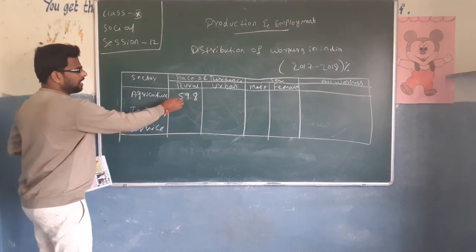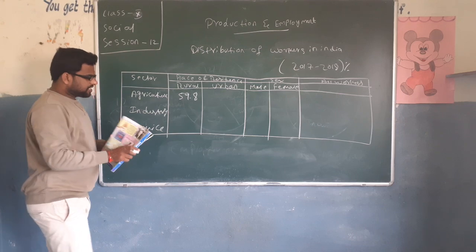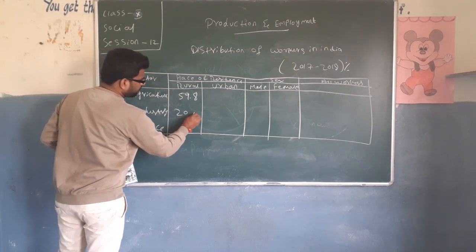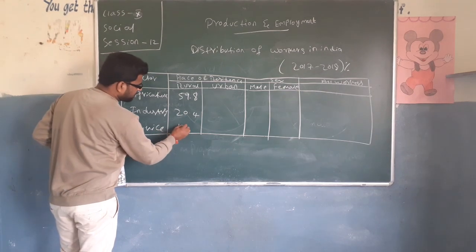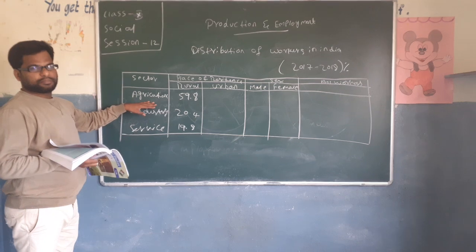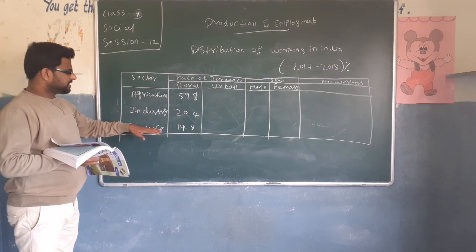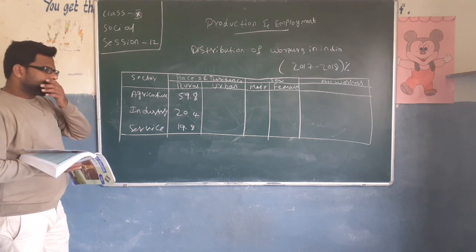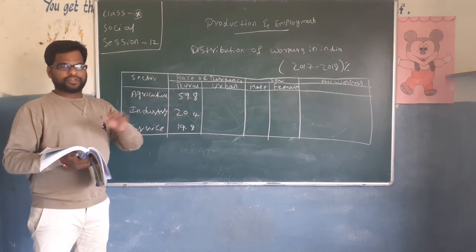59.8% of people are engaged in rural areas, that is agriculture. Industry is 20.4%, and 19.8% is from the service sector. Agriculture is farming. Industry is nothing but manufacturing companies. Service sectors are nothing but finance, real estate, and so on. That is included in the 19.8%.